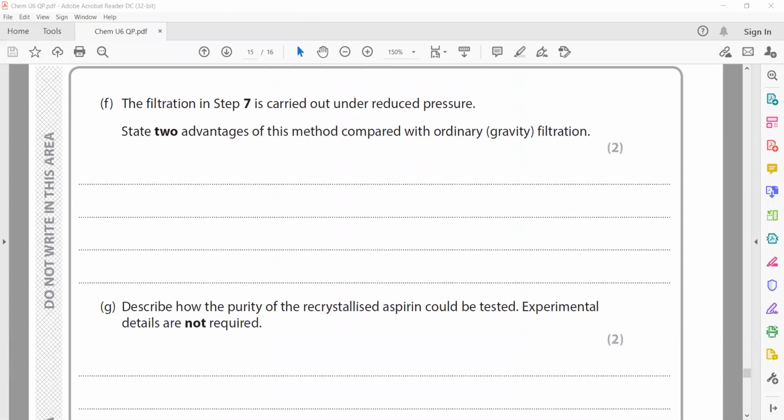The filtration in step 7 is carried out under reduced pressure. Give 2 advantages of carrying out filtration under reduced pressure. So a dry solid will be obtained, and it will be a faster process.